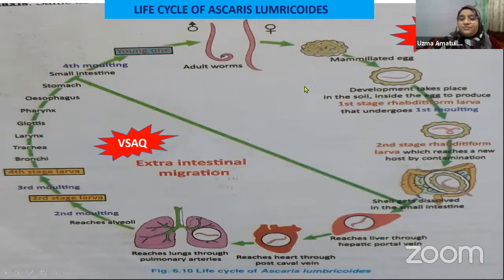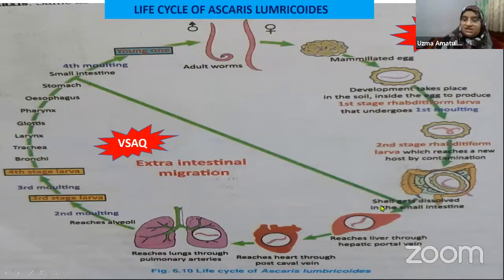Development takes place here in the soil, inside the egg, and it produces the first stage rhabditiform larva. This larva you can see inside. This is the first stage rhabditiform larva. That undergoes the first molting. Now, the first molting takes place in the soil itself. Now, what happens? This larva is now becoming the second stage rhabditiform larva, which reaches a new host by contamination. If contaminated water or food is taken by a person, then it enters the body. From the mouth, through the esophagus and stomach, it will reach the small intestine.